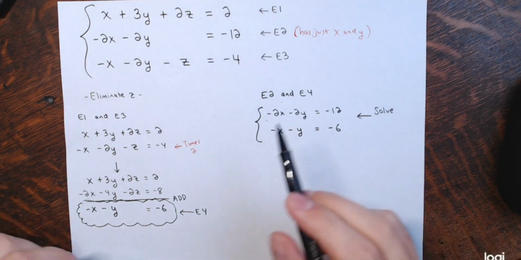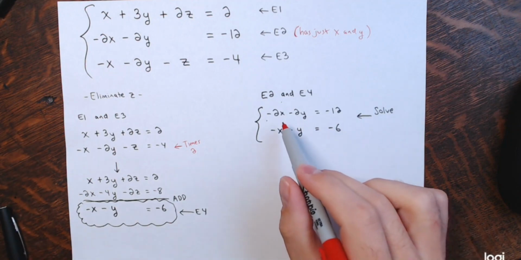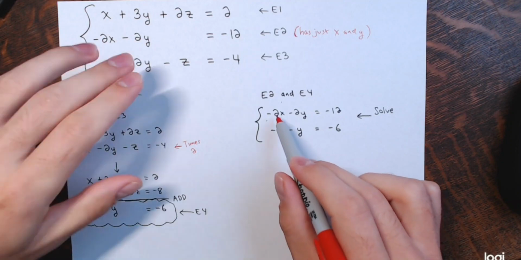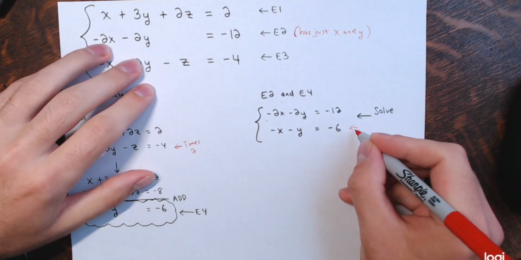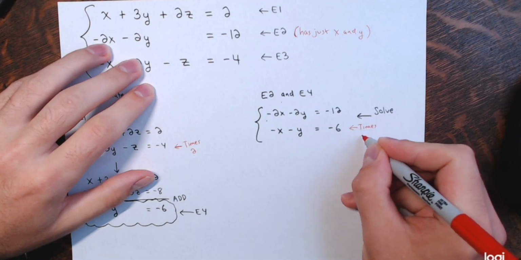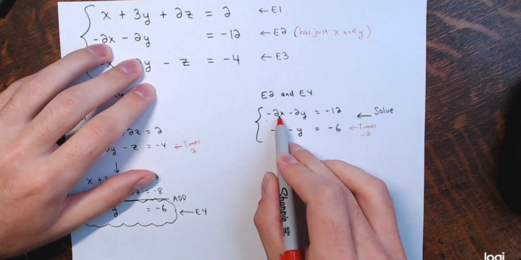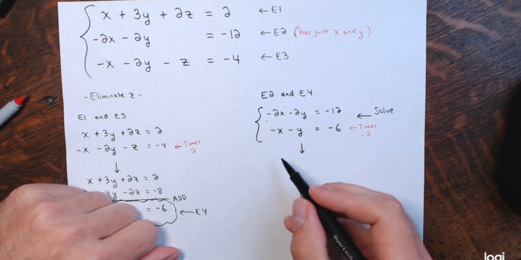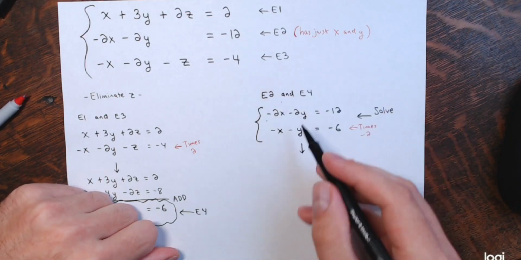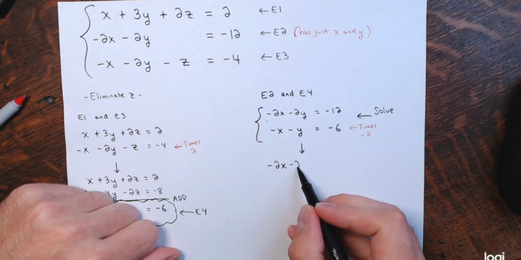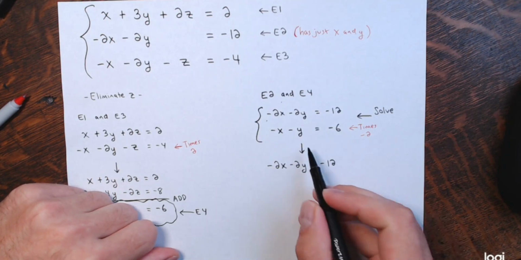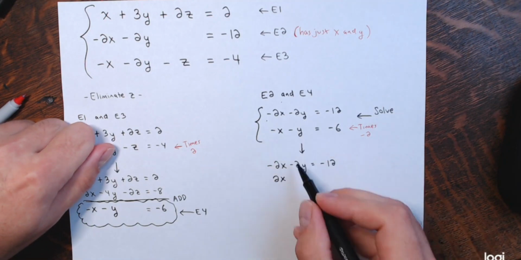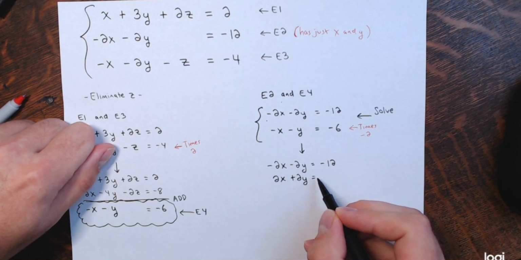Well, we can do some simple elimination here. If I want to eliminate the x's, say, I would just have to multiply the second equation by negative 2. So that'll give me negative 2x there, positive 2x there. So in doing so, equation 2 I didn't touch: negative 2x minus 2y equals negative 12. And then equation 4 here, multiplying by negative 2, that's positive 2x, and then positive 2y equals positive 12.